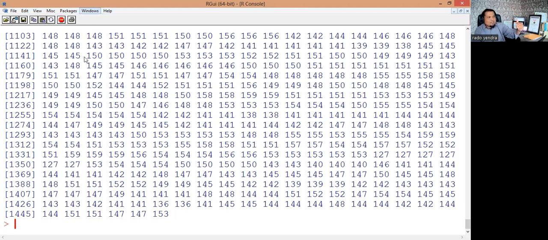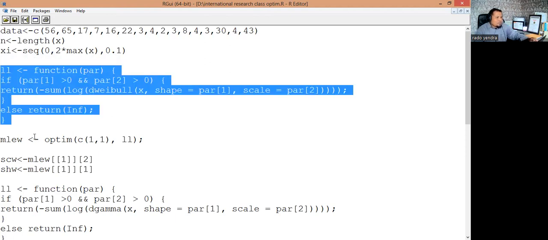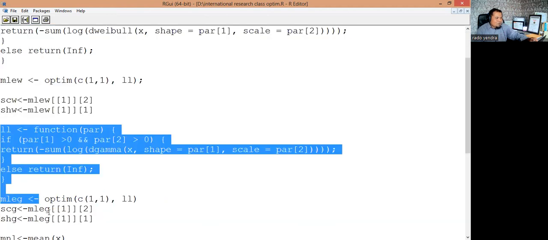We have the gamma and the Weibull. I think it is not important to discuss again how to estimate the gamma and Weibull using optim, because we have discussed these distributions. This one is for the Weibull, and this one is for the gamma.